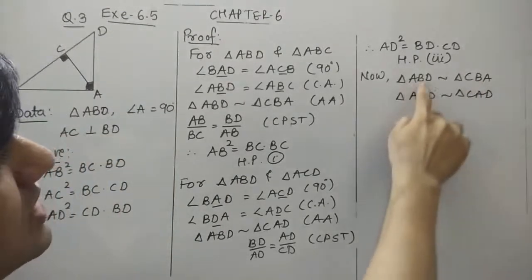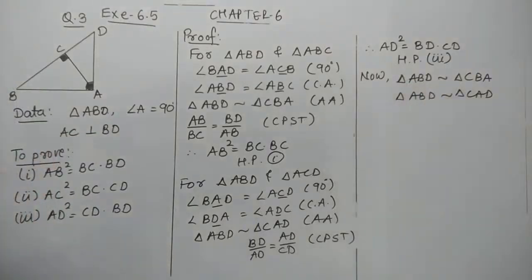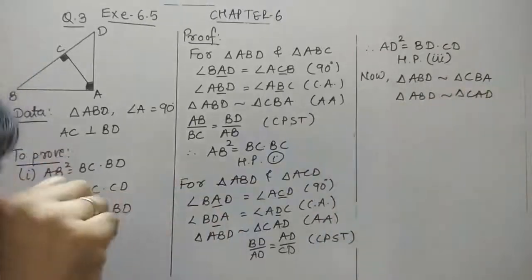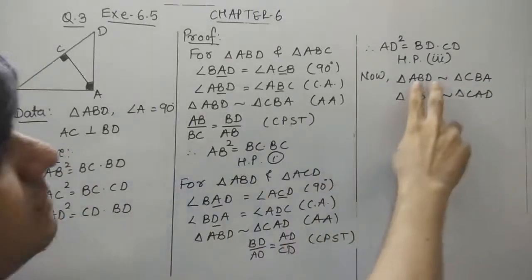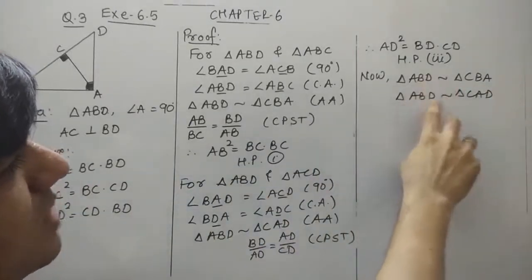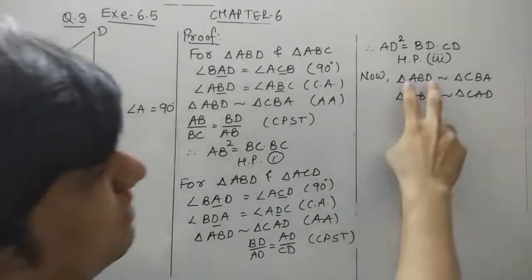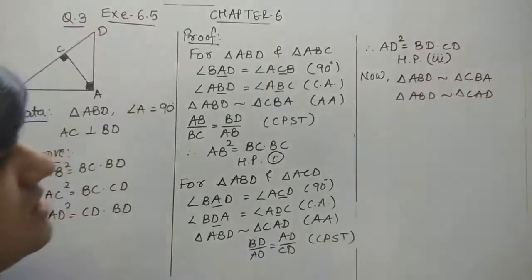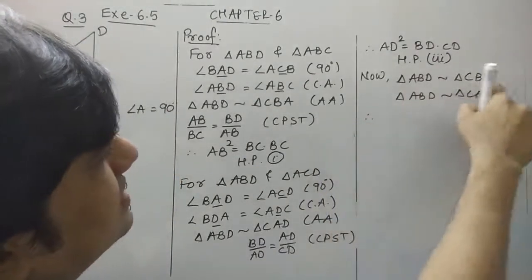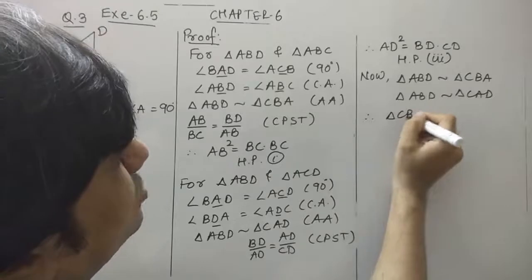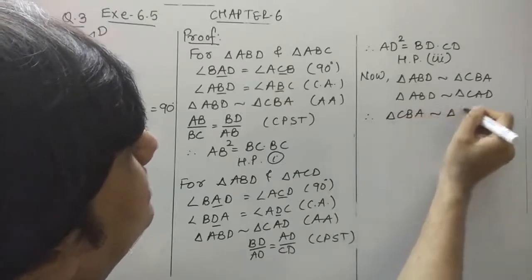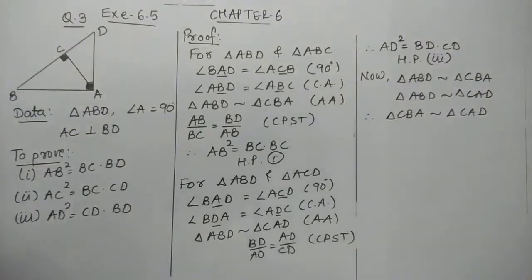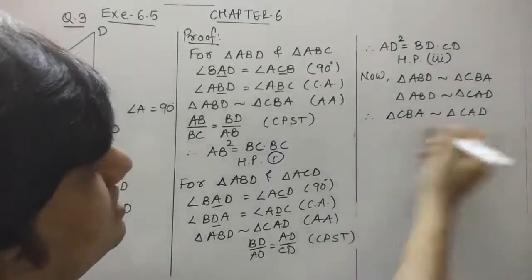You can see the order is the same. If here ABD and here BAD had been written, we would have had to make a little change. So I knew that, that's why I wrote ABD here in the same order. So ABD is similar to CBA and ABD is similar to this. Therefore we can say that this triangle CBA, in the same order, is similar to CAD, by using reflexivity. Again these two are similar.